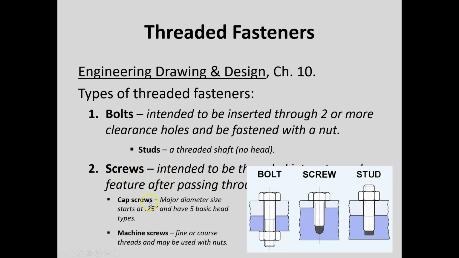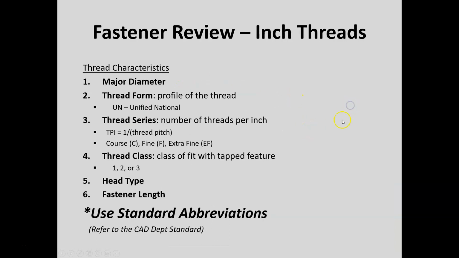There are slight variations on screws. There's cap screws and machine screws. Machine screws typically have finer threads than a cap screw. Again, these definitions have gone to the 4 winds, because everybody just uses these interchangeably. But officially, these are the definitions.